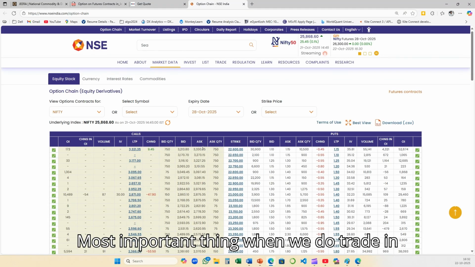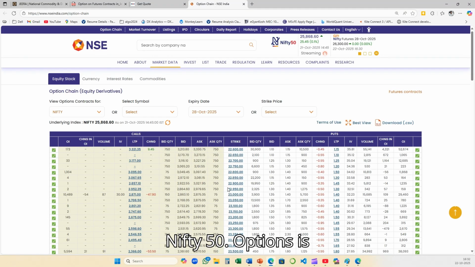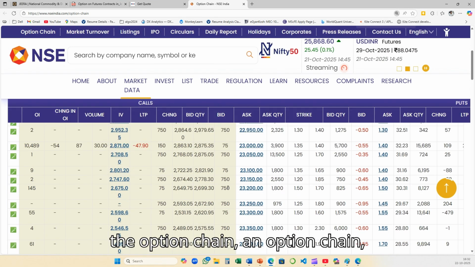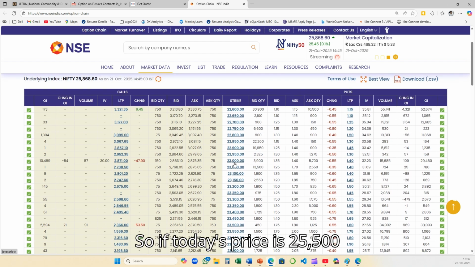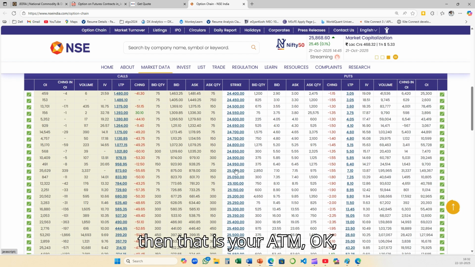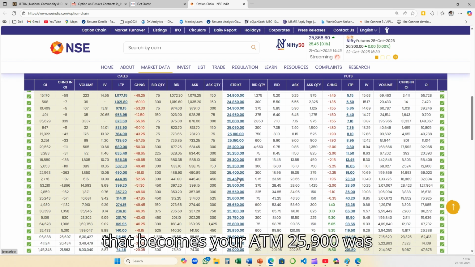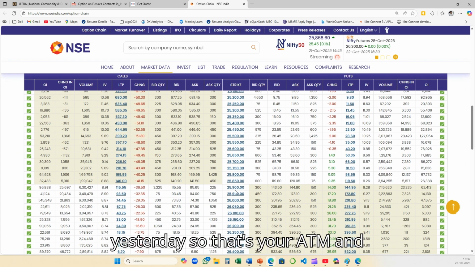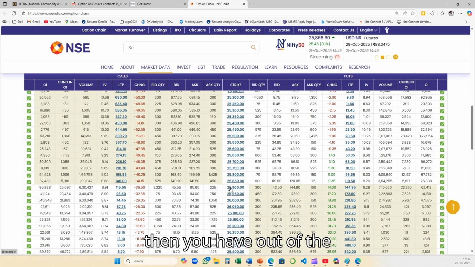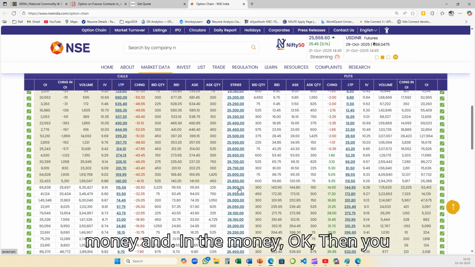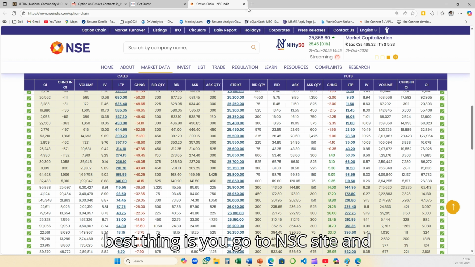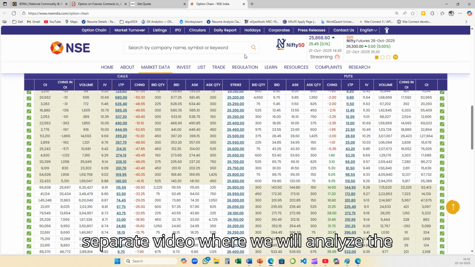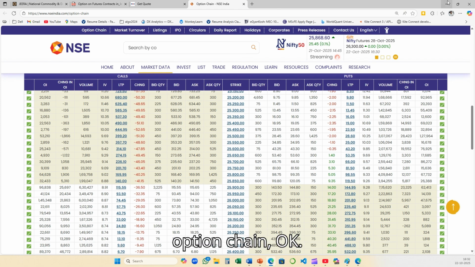The most important thing when we trade in Nifty 50 options is the option chain. In the option chain, it gives you a strike price. So if today's price is 25,500, then that is your ATM. 25,900 was yesterday, so that was your ATM. And then you have out of the money and in the money. Then you have the call section and the put section. So the best thing is you go to the NSE site and read this option chain. We'll have a separate video where we will analyze the option chain.